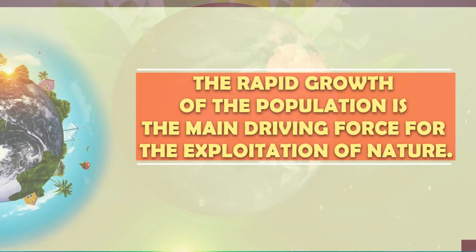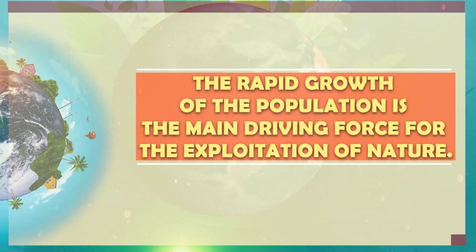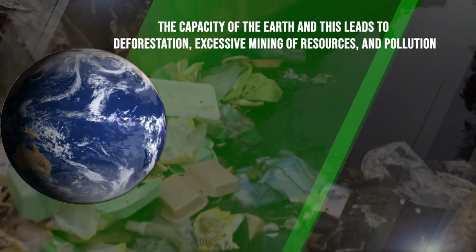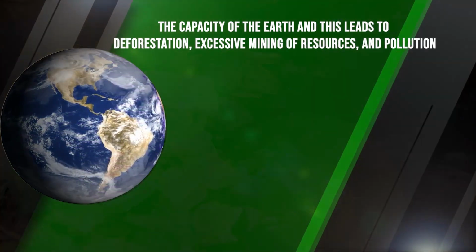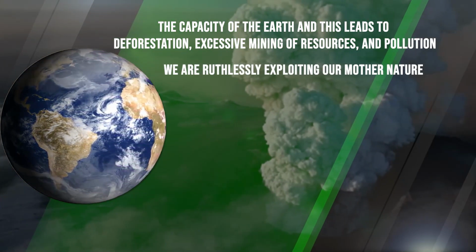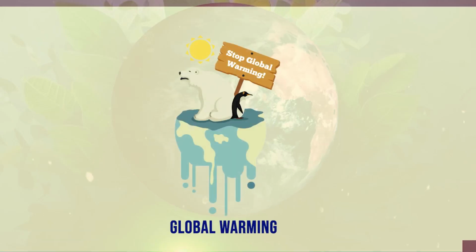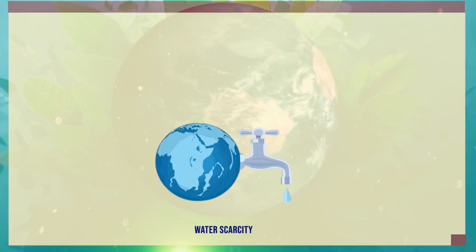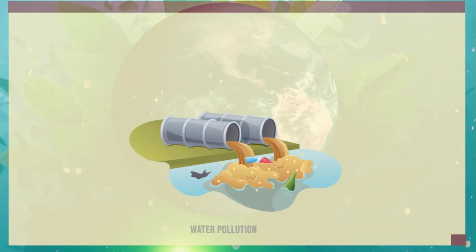The rapid growth of the population is the main driving force for the exploitation of nature. We are exceeding the capacity of the earth, and this leads to deforestation, excessive mining of resources, and pollution. Thus, we are ruthlessly exploiting our mother nature, and the result is global warming, ozone depletion, loss of biodiversity, water scarcity, air pollution, soil pollution, and many more.